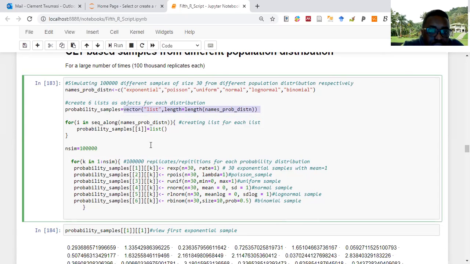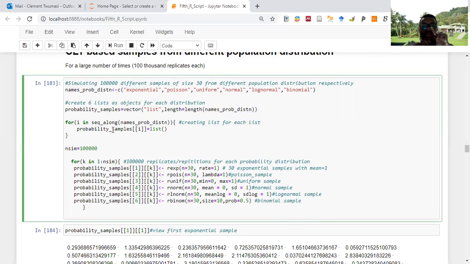Okay, fine. So here I've created a sequence, and don't forget the length of the names will return how many probability distributions I'm considering here. There are 6 distributions, so this is generating 6 different lists. Now for each list, keep in mind that you can have a list and still create a list of a list. You can also create a list of a vector.